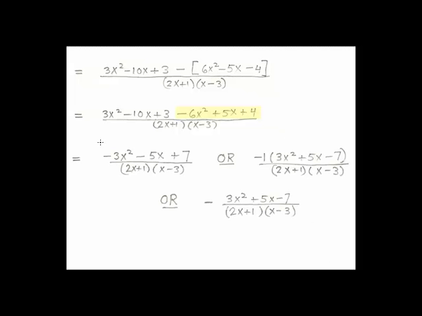And we can remove those square brackets and we get minus 6x squared plus 5x plus 4. And now we can combine all the like terms in the numerator, and we get negative 3x squared minus 5x plus 7. Or we could factor the negative 1 out and get negative 1 times the quantity 3x squared plus 5x minus 7. Or we could move that negative 1 outside as just a minus sign and get minus the fraction (3x squared plus 5x minus 7) over our common denominator. And all three of these answers are correct.